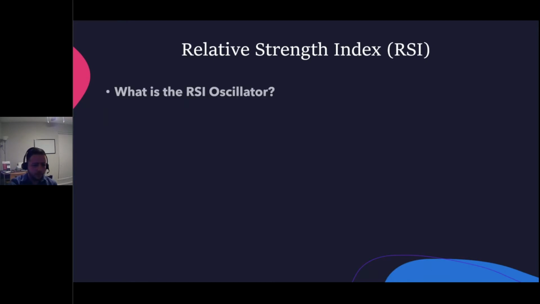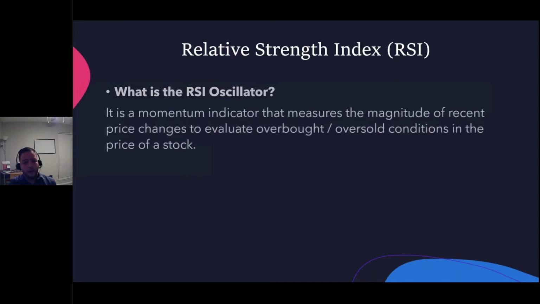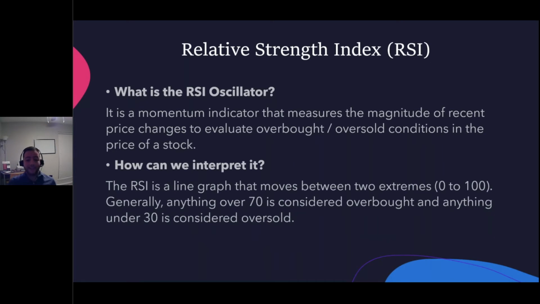RSI. So what is the RSI oscillator? It is a momentum indicator that measures the magnitude of recent price changes to evaluate overbought and oversold conditions in the price of a stock. How can we interpret it? Well, the RSI is a line graph that moves between two extremes. It's usually 0 and 100, okay? And generally, anything over 70 is considered overbought, and anything under 30 is considered oversold.